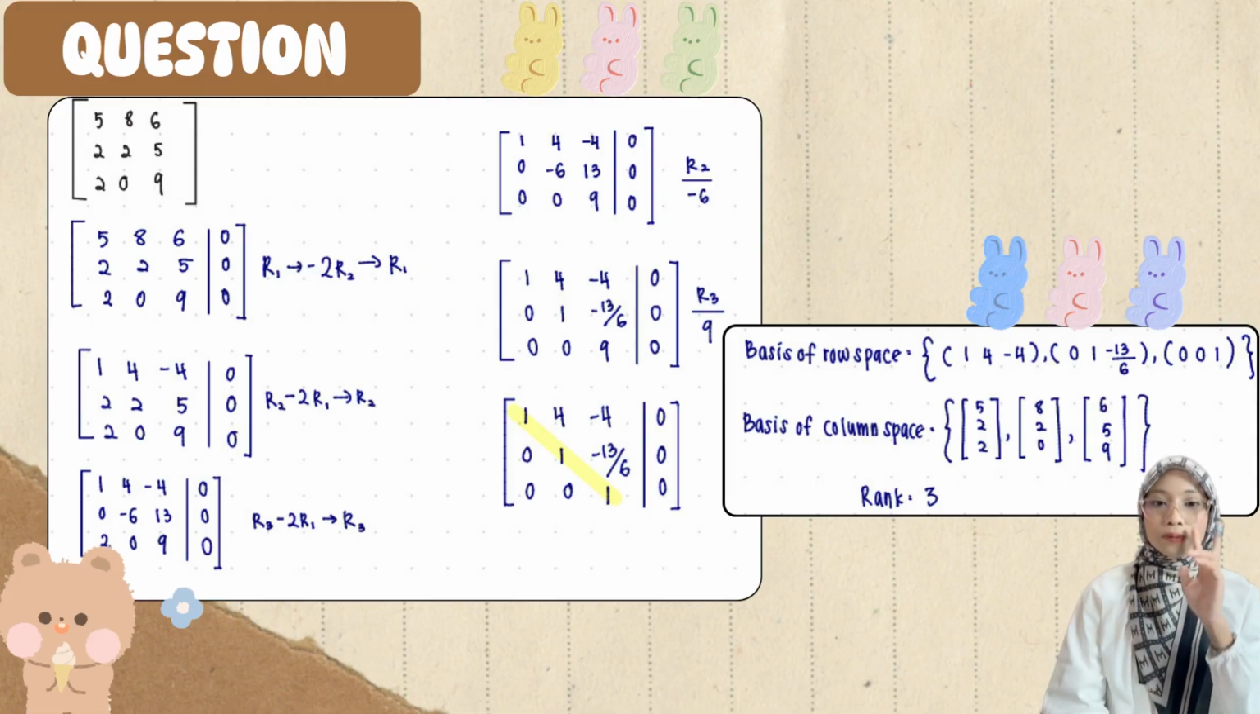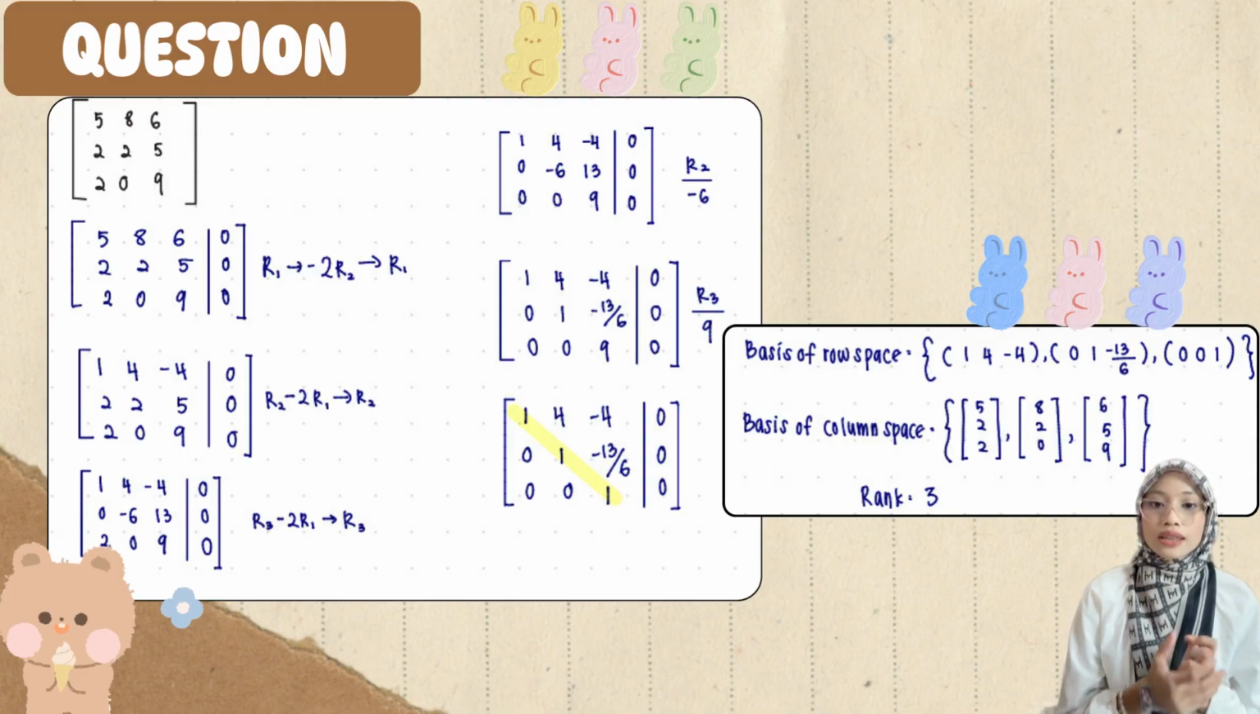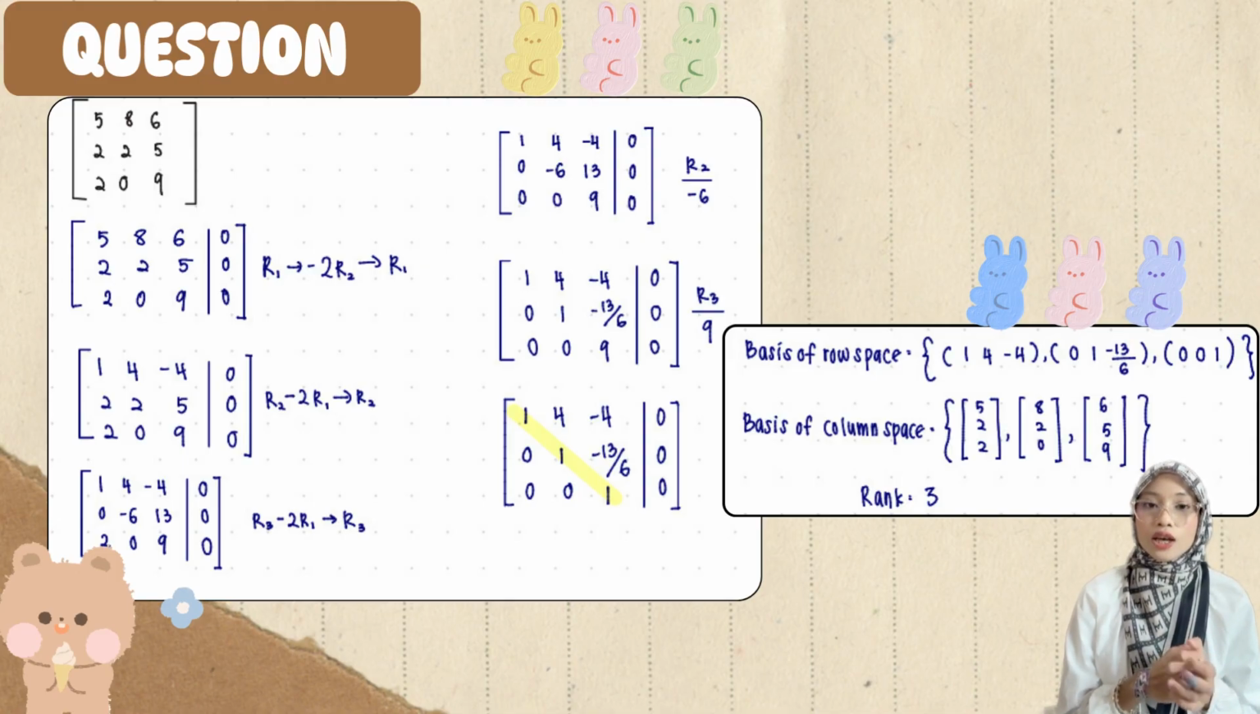Step 2. Finding row space, column space, and null space. Using the REF matrix, we can directly extract the basis for our vector spaces. Row space. The basis for the row space consists of the non-zero rows of our REF matrix. Therefore, the basis for the row space is 1, 4, negative 4; 0, 1, negative 13 over 6; 0, 0, 1.